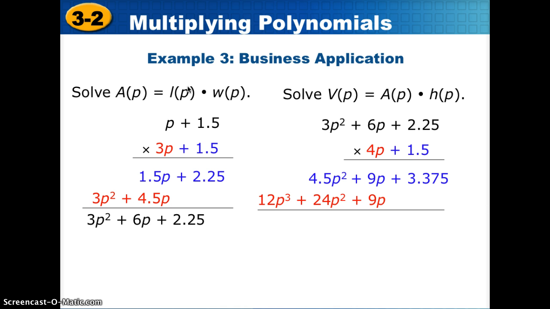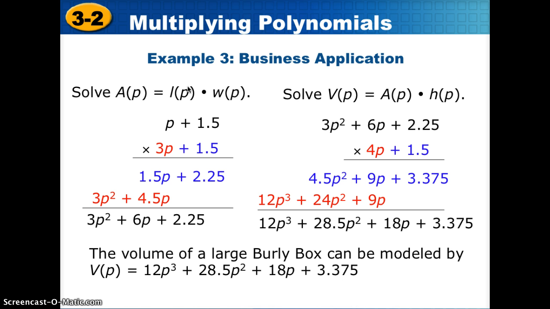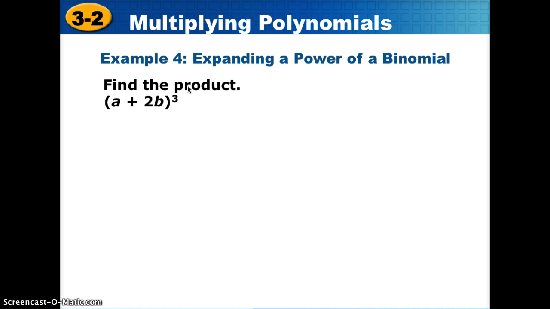And once we get this all multiplied out, we combine like terms and we find our volume of the Burley box. Just as we've seen, we can multiply polynomials to each other, multiply monomials to each other, multiply polynomials to monomials.